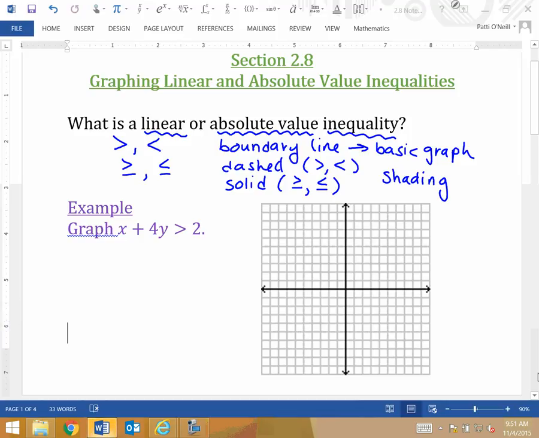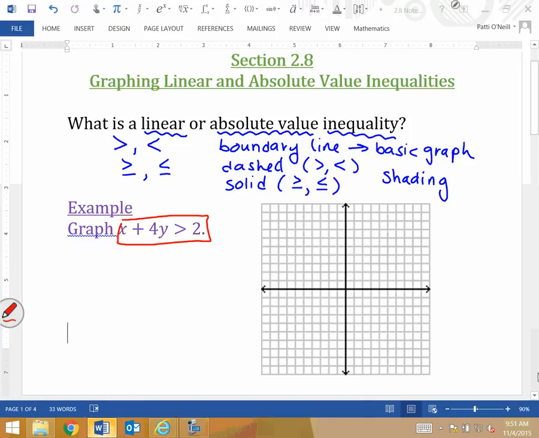So we're going to jump right into examples because I don't have to give you a lot of background on this. The first example says graph the linear inequality. Now I know that this is linear because it doesn't have an absolute value in it. It fits the idea of a linear equation, except the only difference is it has an inequality symbol in it.